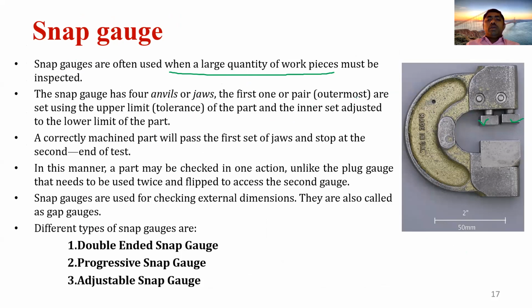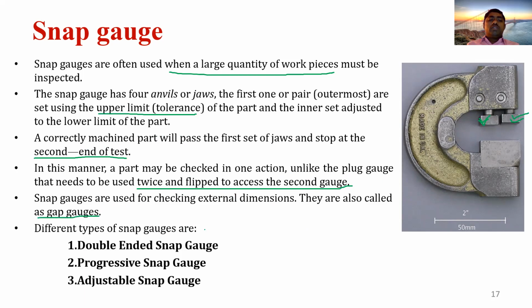The first pair is set to the upper limit. The first one checks the upper limit of the component, and the second one checks the lower limit of the component. The correctly measured part will pass the first set of jaws and stop at the second set of jaws. So in this manner, a part may be checked in one action, unlike the plug gauge that needs to be used twice and flipped to assess the second gauge. Snap gauges are used for checking external dimensions. They are also called gap gauges.